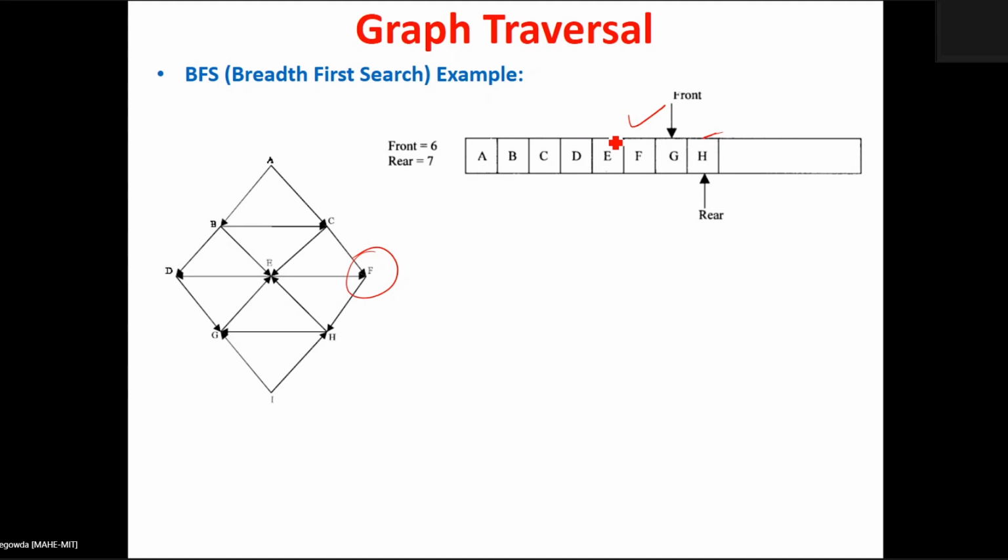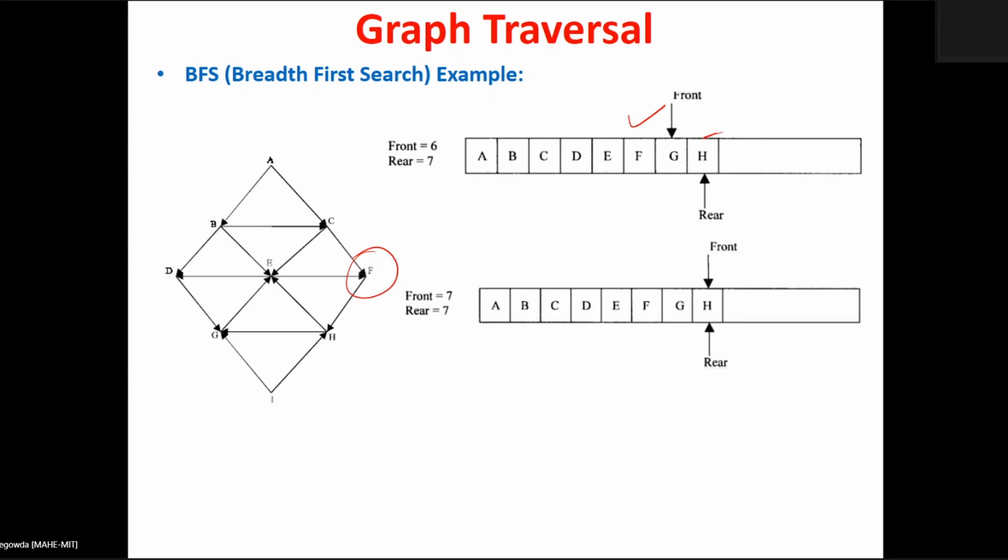Then after that, go and display the next element which is pointed by front. Now G is displayed over there. Now find out the neighbors of G here. The neighbors of G is nothing but only E. E is already visited, so no need to insert any element to the queue. Now just increment the front pointer. This we are going to get over there.